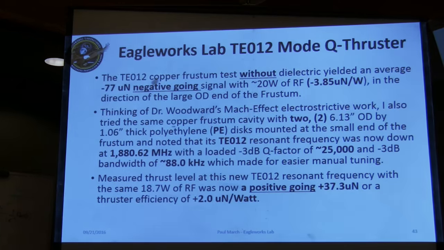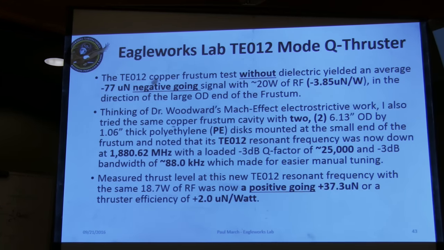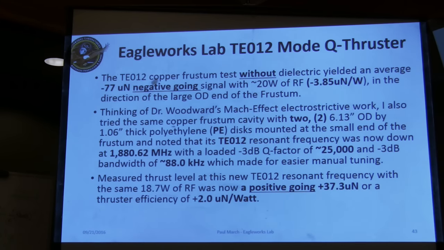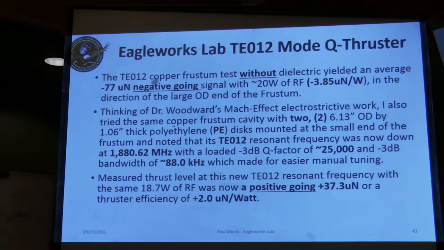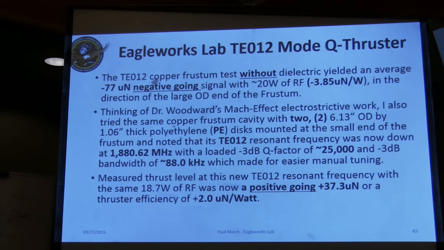Next slide. TE012 frustum test without dielectric yielded an average minus 77. Minus, by the way, is towards the big end. It's not towards the small end. So depending on the mode you're exercising, this is what I saw. So it was moving towards the big end.